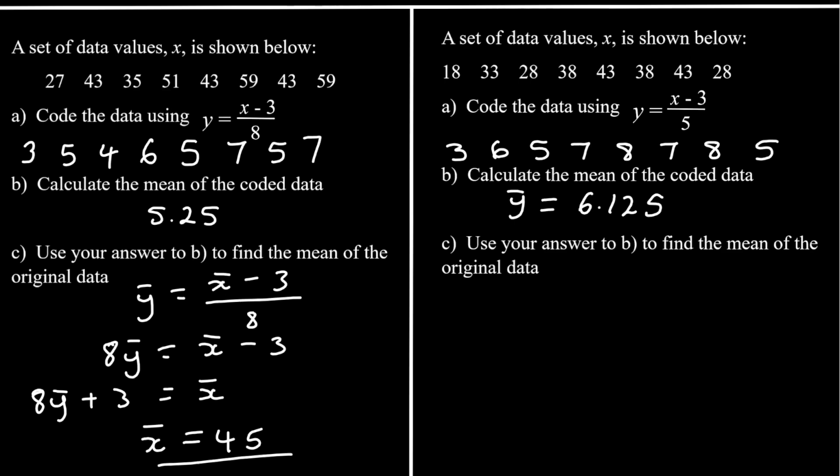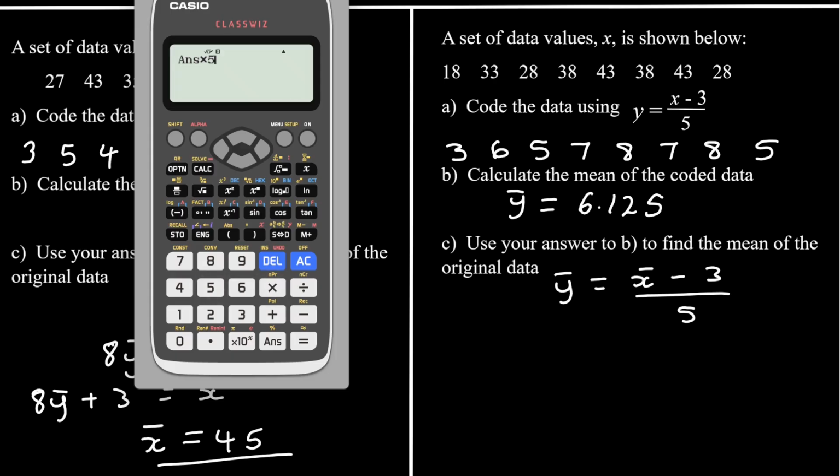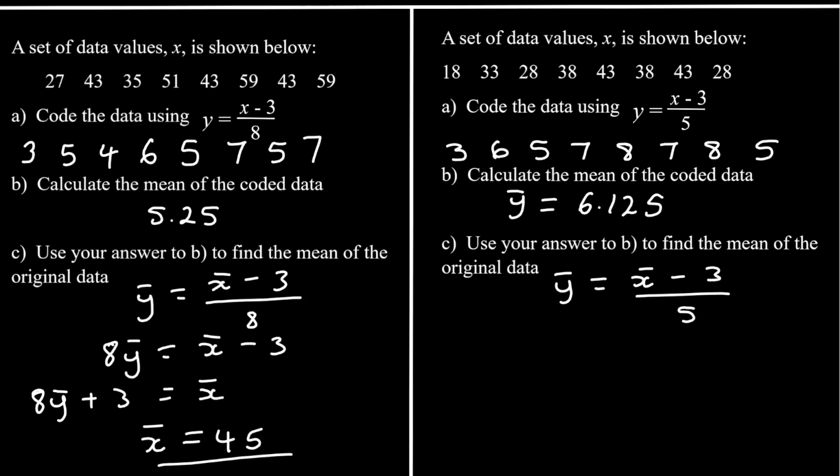We'll call that y bar. Use your answer to find the mean of the original data. So y bar is (x bar minus 3) over 5. So we're going to undo the code, times by 5, and then add 3. And we get 33.625.